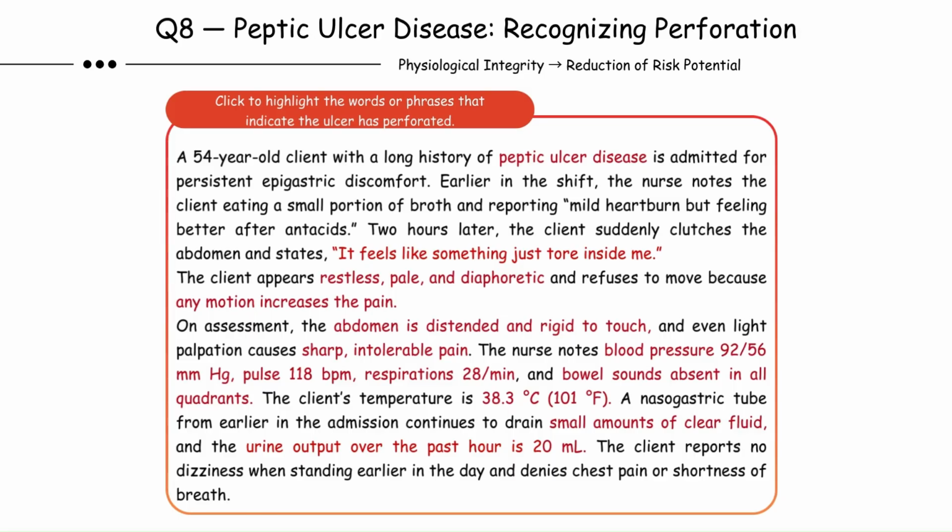Temperature is 38.3 Celsius. A nasogastric tube continues to drain small amounts of clear fluid, and the urine output over the past hour is 20 milliliters. Earlier, the client had no dizziness on standing and denied chest pain or shortness of breath. Your task: highlight the words or phrases that indicate the ulcer has perforated.